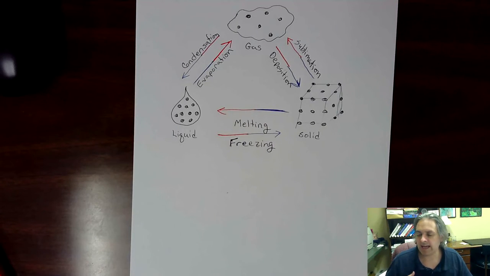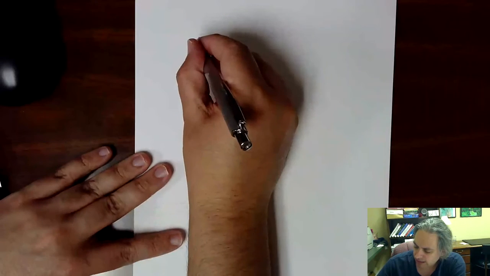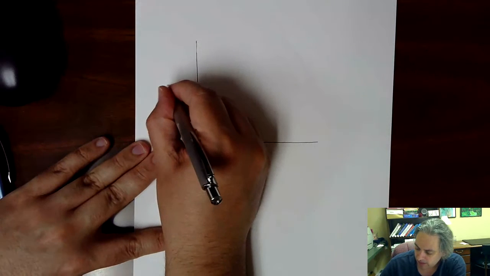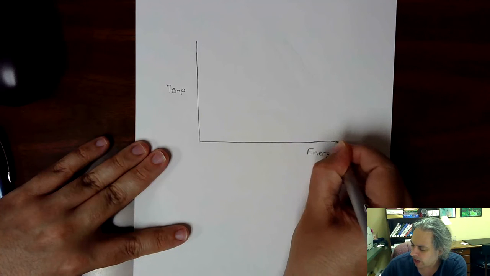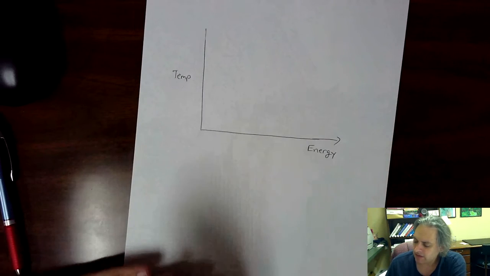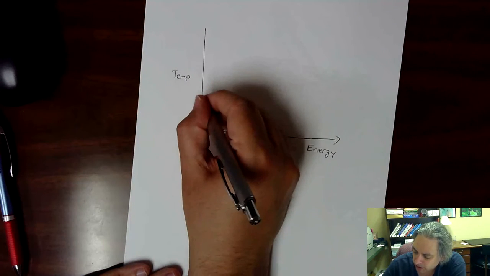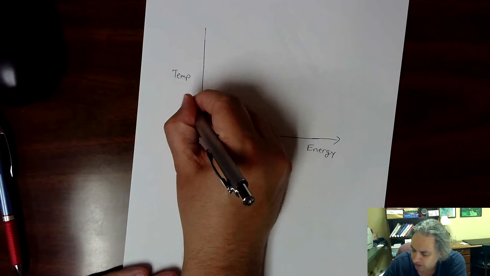Now, we can kind of graph how the temperature changes as we add more and more energy to a substance. And so let's look at how that changes. If we make a graph here where the y-axis is our temperature and the x-axis is energy, we're going to constantly be increasing the energy. And so let's start off with ice. So we have some ice at some temperature, and we know that ice melts at 0 degrees C. So let's go ahead and put 0 degrees right here.